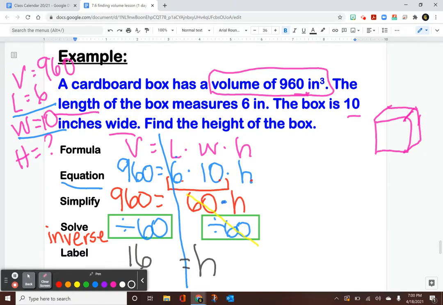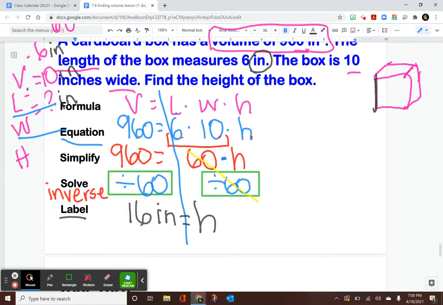16. And my label is going to be just plain inches, because the length was measured in inches and the width was measured in inches, and my height is also being measured in inches. So the height of this rectangular prism would have been 16 inches high. We'll give you a story problem similar to solve using the volume formula.